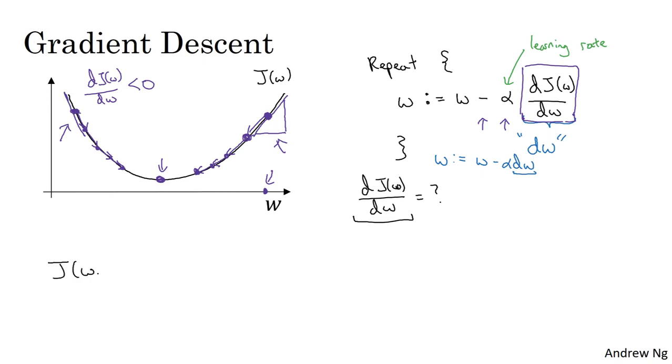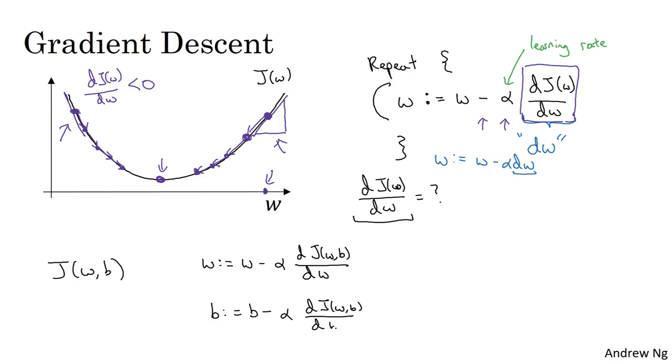In logistic regression, your cost function is a function of both w and b. So in that case, the inner loop of gradient descent, that is this thing here, the thing you have to repeat, becomes as follows. You end up updating w as w minus the learning rate times the derivative of J(w,b) with respect to w, and you update b as b minus the learning rate times the derivative of the cost function with respect to b. So these two equations at the bottom are the actual update you implement.